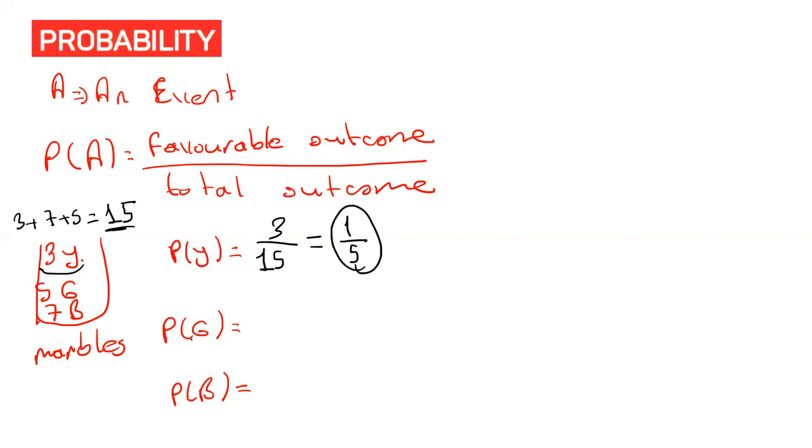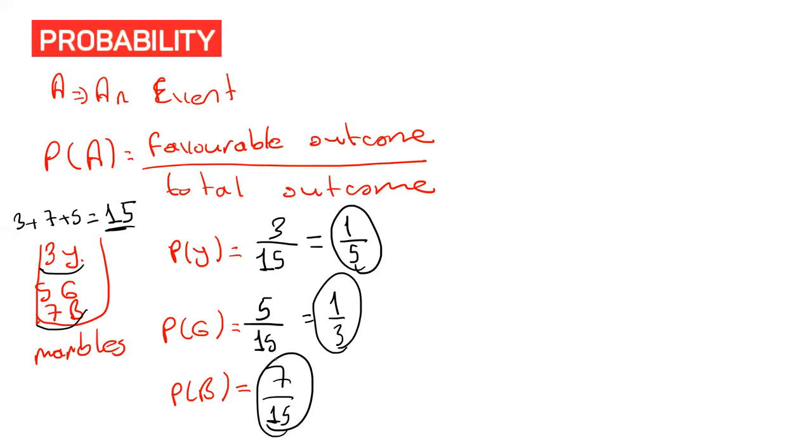And for the green one, favorable outcome, what is the question asking from you? Green, how many is that? 5 over total 15. That will be 1 over 3. And for the other one, blue, favorable outcome, how many blues are there? 7. Altogether 15. That's going to be your answer.